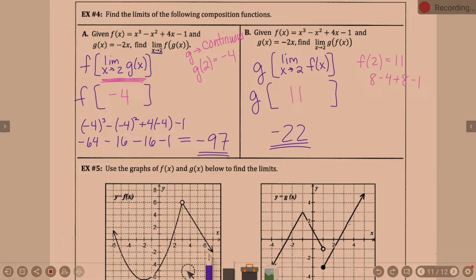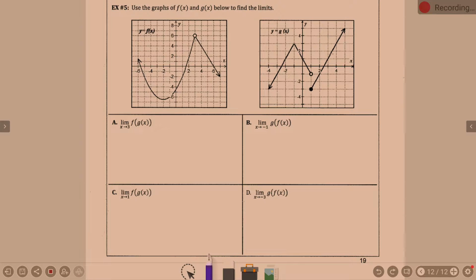Okay, one more section. This is taking a little longer than I thought. Okay, we'll adjust.